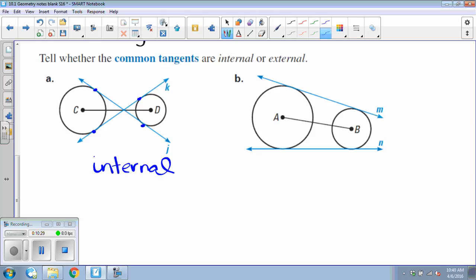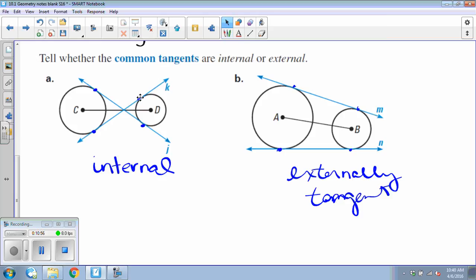And what about B? Are those internal or external tangents? External. They're common tangents. It's tangent there and there. So the same line is tangent to both circles, and it's on the outside of the circle, so they're externally tangent. Okay? Externally tangent. All right, any questions? So if I give you two circles and I say draw the internal tangents, you should be able to draw those. Okay?